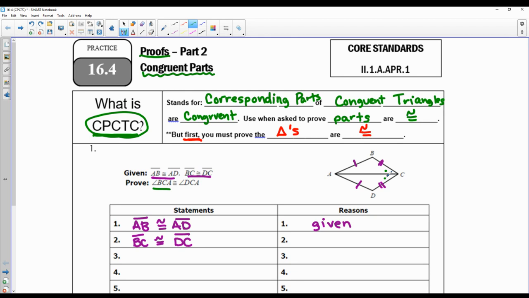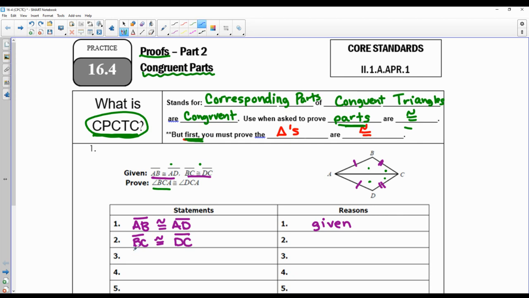Our givens tell us nothing about those angles. They're not vertical angles. We cannot prove those by themselves. But if we can prove that triangle ABC is congruent to ADC, then we can say, therefore, all their parts are congruent. And that means that angle ACB, sorry, they call it BCA, is going to line up with angle DCA. So we're now trying to prove that triangles are congruent. This is our first thing.